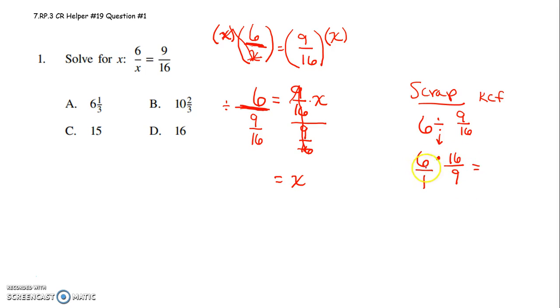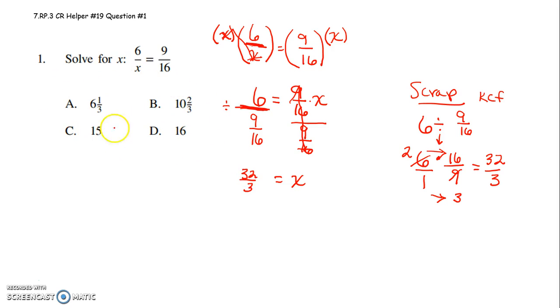I can simplify a little bit here. 3 goes into 6 twice, 3 goes into 9 3 times. Then I'm going to multiply straight across the top, straight across the bottom. 2 times 16 is 32. 1 times 3 is 3. So x would be equal to 32/3.